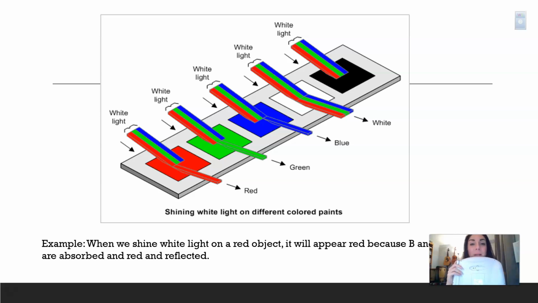This is white because all three colors are being reflected off. And then black, all three colors are being absorbed. It's actually, let's see, there we go. Trying to make it look black.